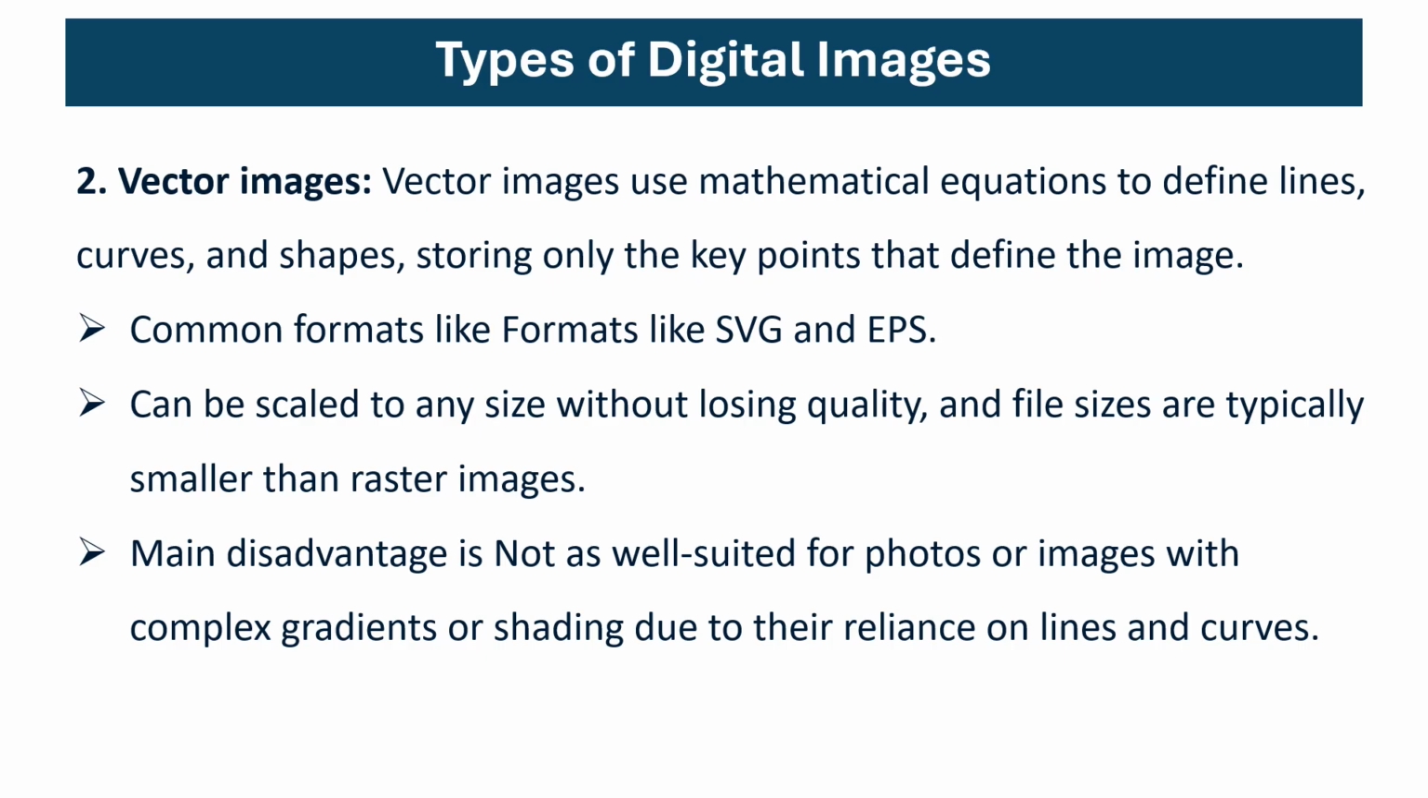Vector images use mathematical equations to define lines, curves, and shapes, storing only the key points that define the image. Okay, so we saw that raster stores the information of an image using pixels, but vector uses mathematical equations to define the parts of the image. The common formats of vector images are SVG and EPS. These vector images can be scaled to any size without losing quality. So vector images do not become pixelated.